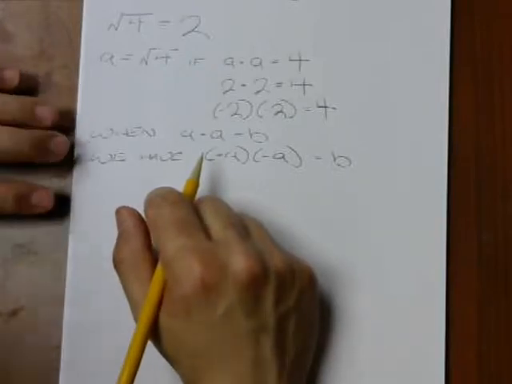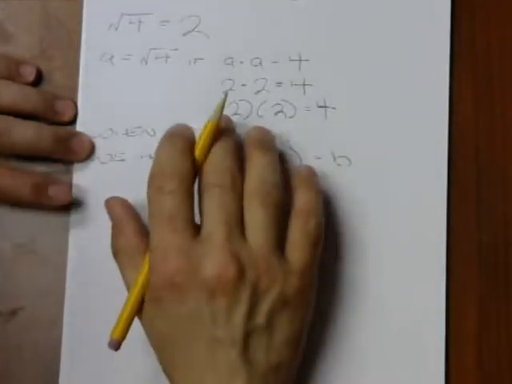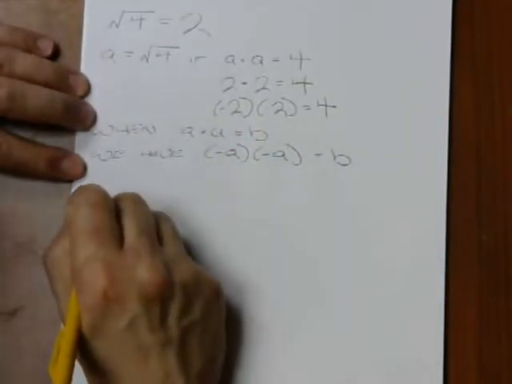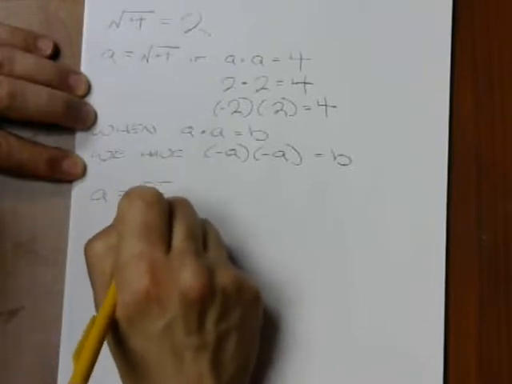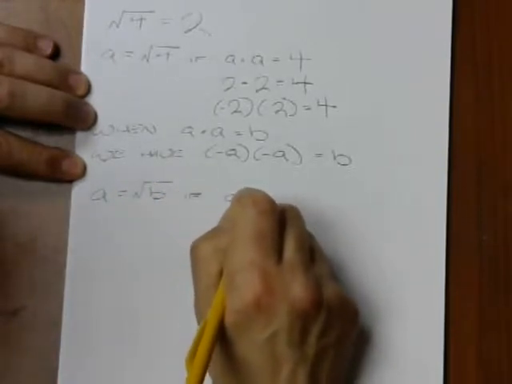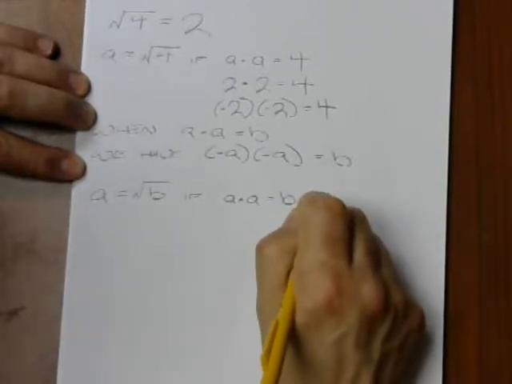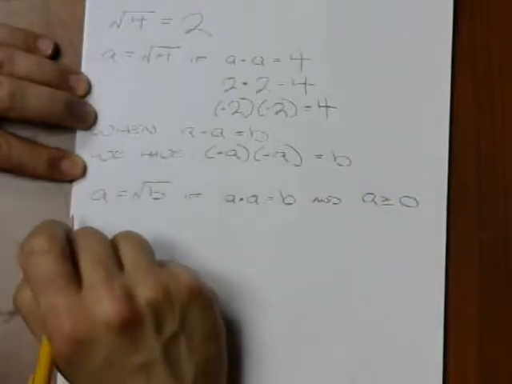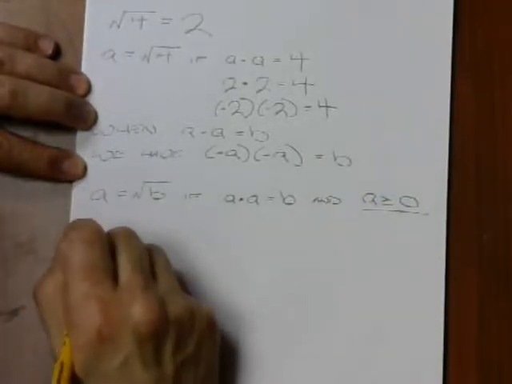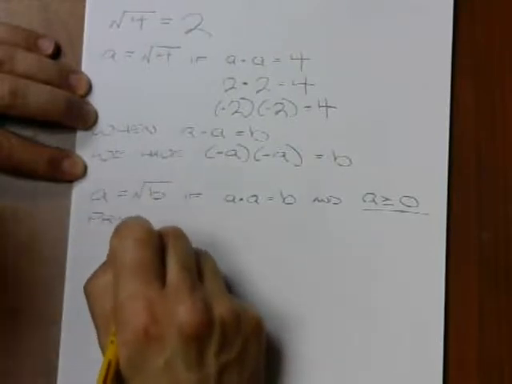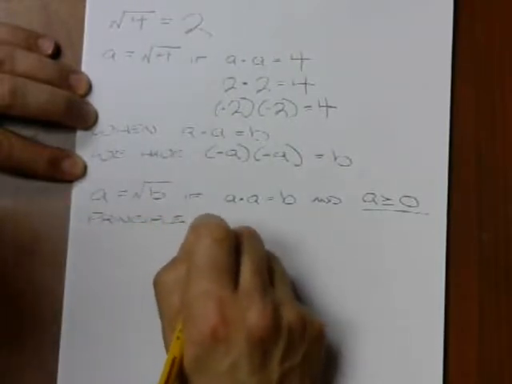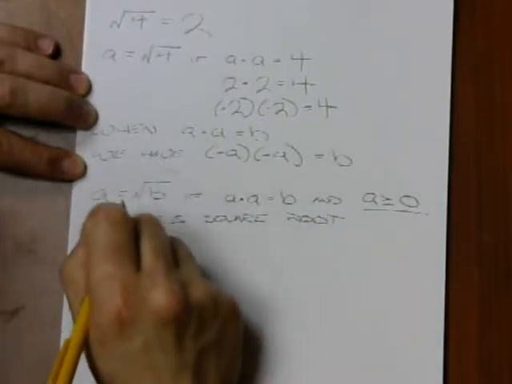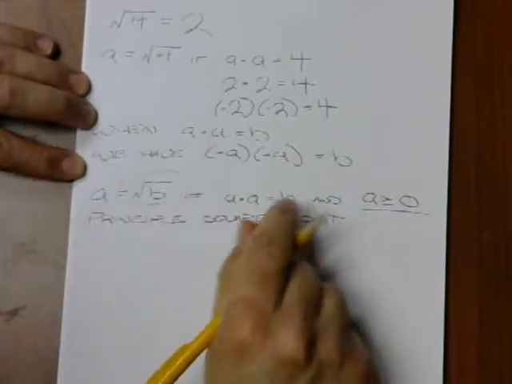So how are we going to deal with that? Well, what we're going to do is be more careful when we define this radical symbol. So we say that a is equal to the square root of b if a times a is b and a is greater than or equal to 0. So we're going to call this the principal square root. And whenever we use this radical symbol, we're only going to want the positive.